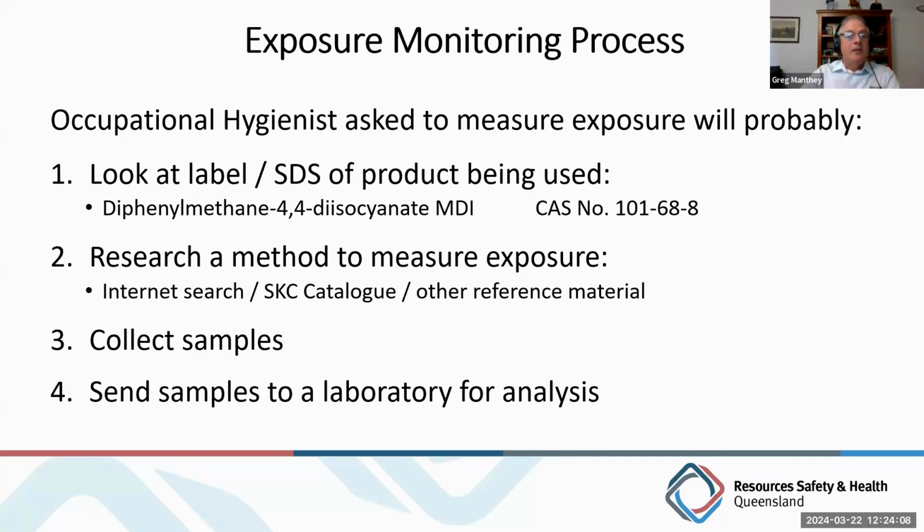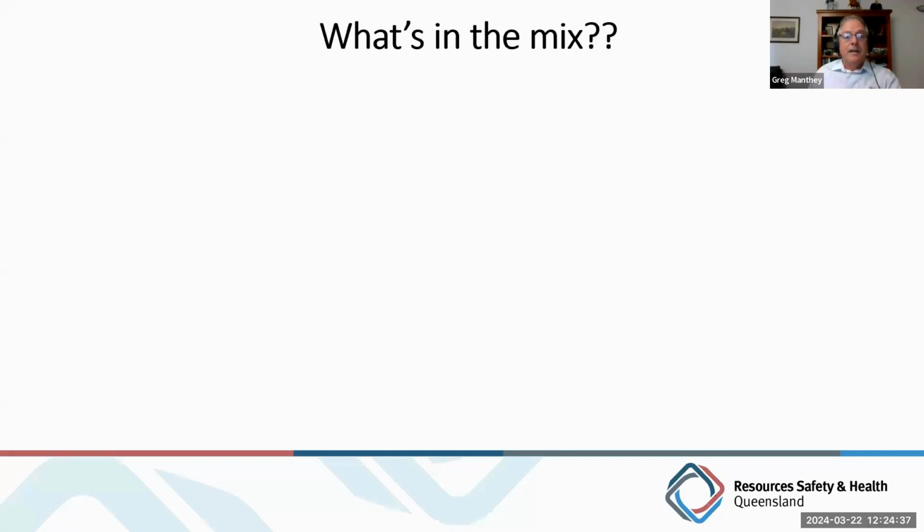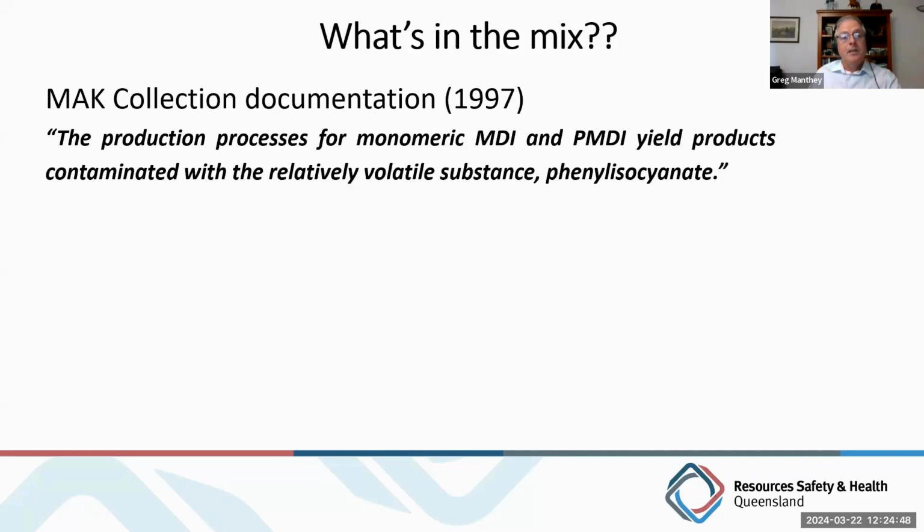You'd research a method, either through internet searching, or you'd look at OSHA and NIOSH or MDHS methods. The SKC catalogue might point you in the right direction, or other reference material. And once you have your method, you'll collect your samples and send them to a lab. With regards to isocyanates, some of the problems with that process that we found are these. It's hard to know what was in the mix initially. So we assumed that 4,4-MDI was the substance being used.